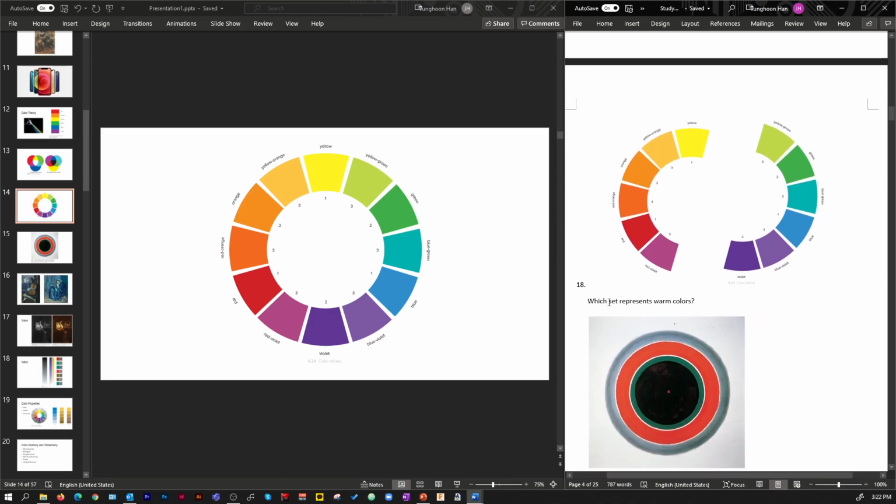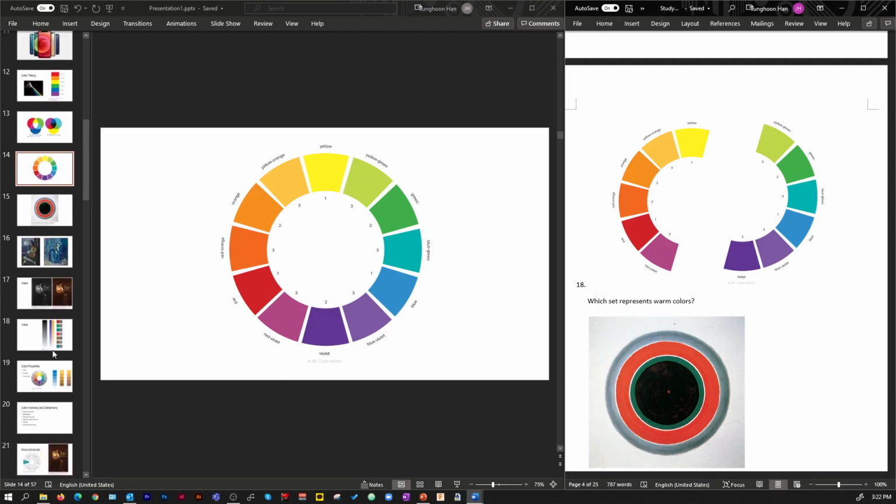And also we talked about the color temperature as well. Which set presents the warm colors? Warm colors are generally associated with sunlight and fire and things like that, so that'll be colors on this side of the color wheel. And then cool colors are generally associated with water and ice and snow and things like that, so that'll be from green to violet.